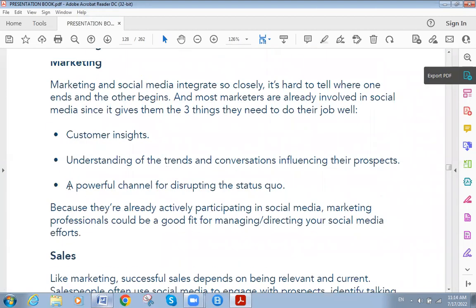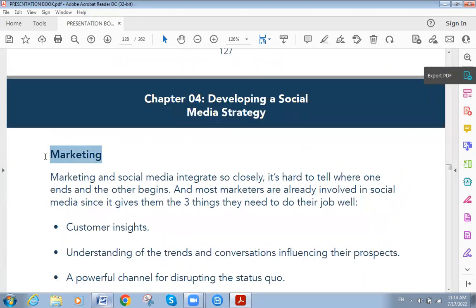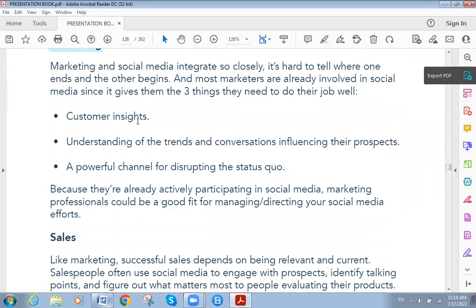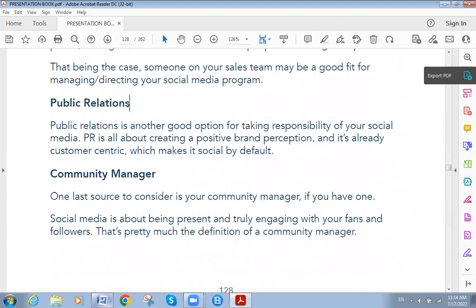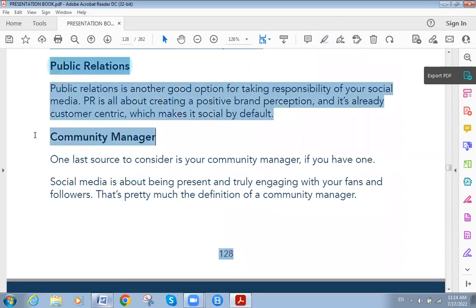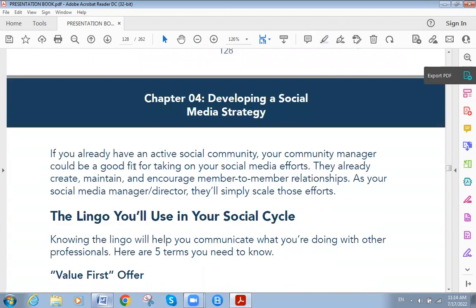Usually when we talk about marketing, we talk about three main points. About sales, because we need to increase the sales. We'll talk about public relations, which will improve the image of the company in front of others. We'll talk about the community manager also.